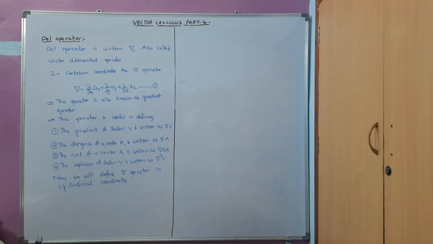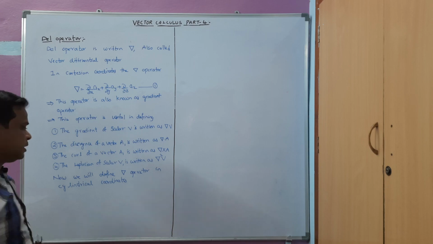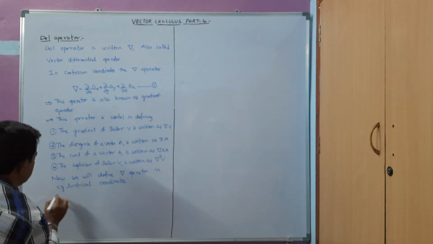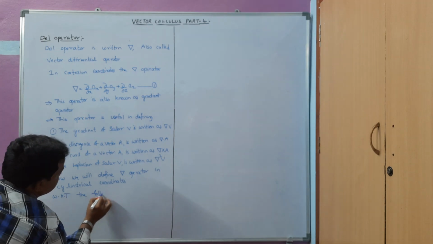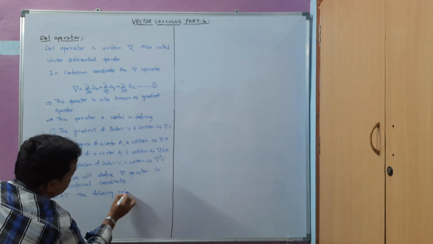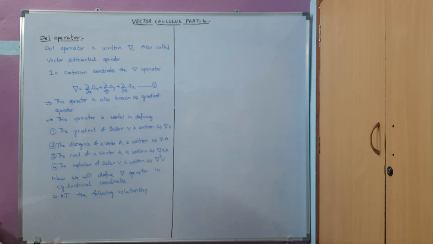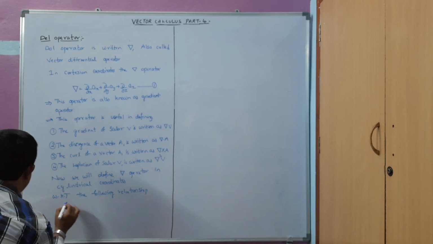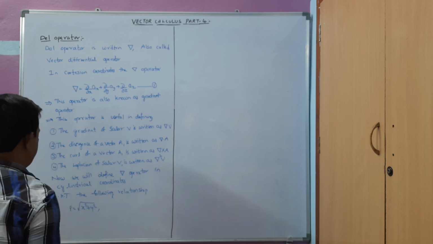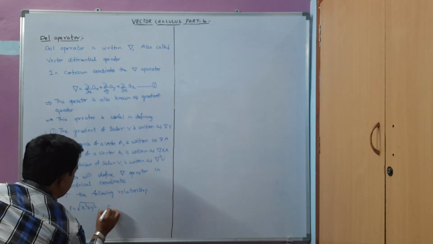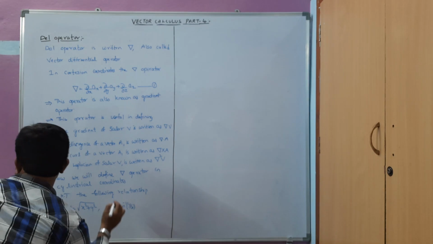So cylindrical coordinates, how we are going to approach the del in rho phi z coordinates, that is cylindrical coordinates. We know the following relations between the Cartesian and cylindrical coordinates, that is rho is equal to root of x square plus y square, and phi is equal to tan inverse of y by x, or else I can write tan phi is equal to y by x.